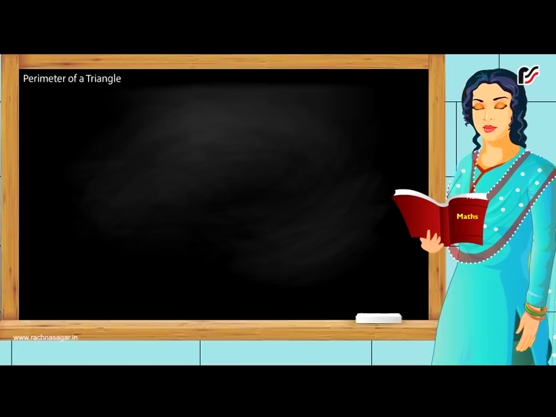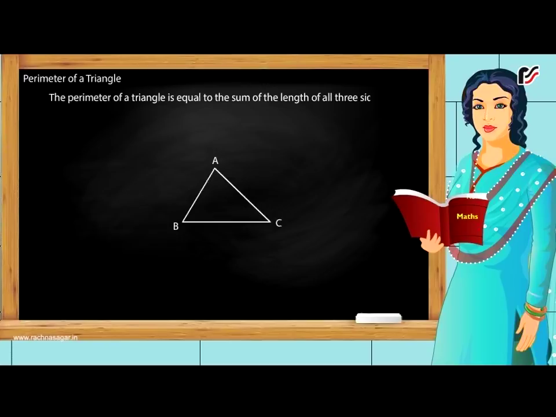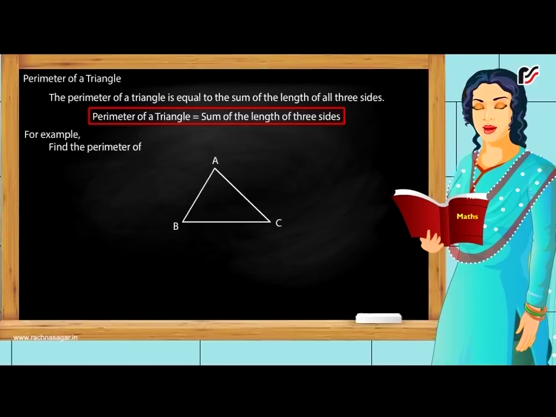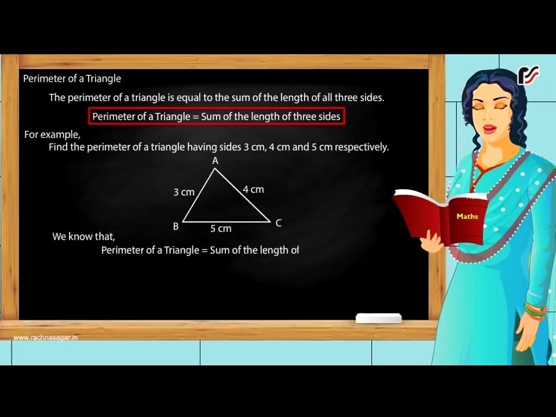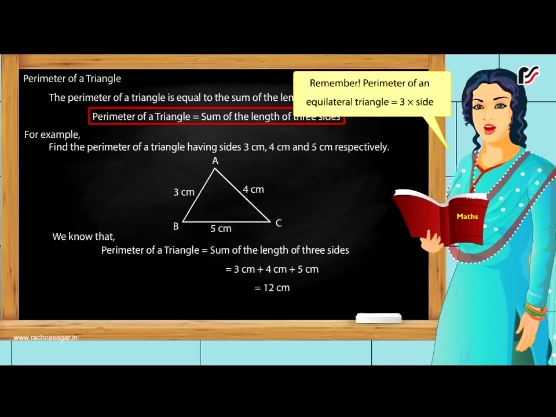Perimeter of a triangle. The perimeter of a triangle is equal to the sum of the length of all three sides. For example, find the perimeter of a triangle having sides 3 cm, 4 cm and 5 cm respectively. We know that perimeter of a triangle is equal to sum of the length of three sides. 3 cm plus 4 cm plus 5 cm is equal to 12 cm. Remember, perimeter of an equilateral triangle is equal to 3 into side.